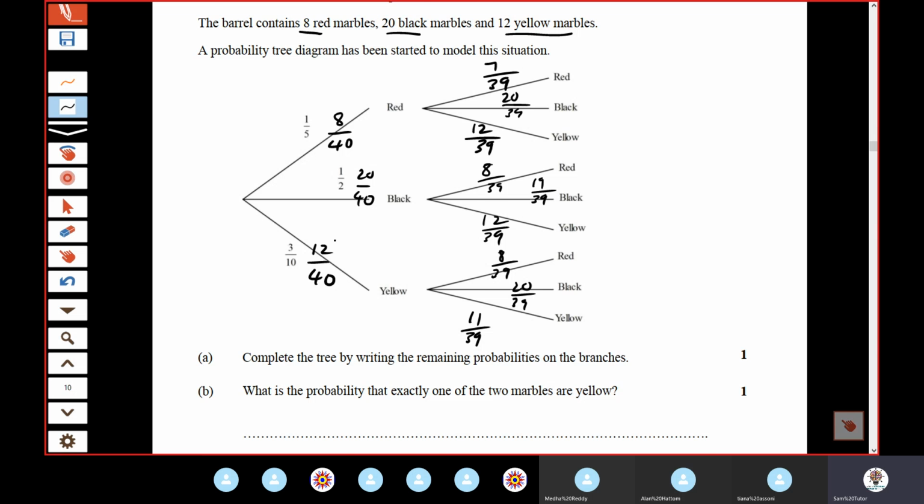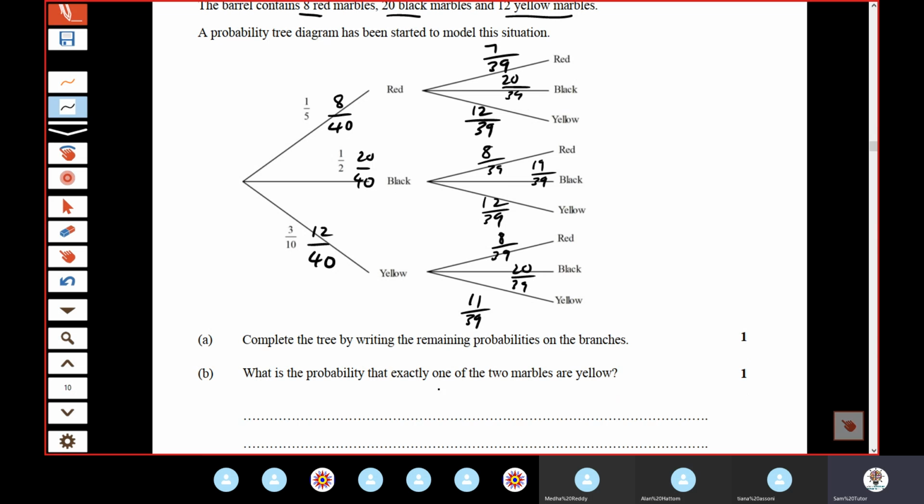B, what is the probability that exactly one of the 2 marbles is yellow? So that means red, yellow, or black, yellow, or yellow, red, or yellow, black.